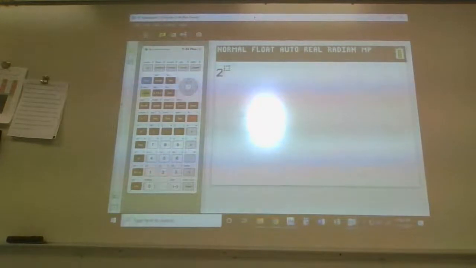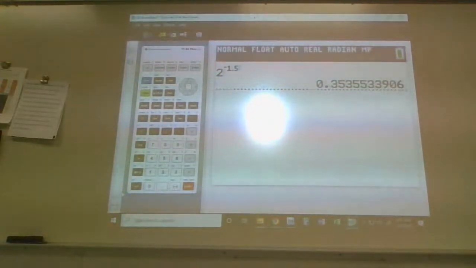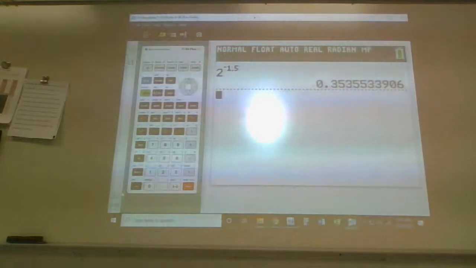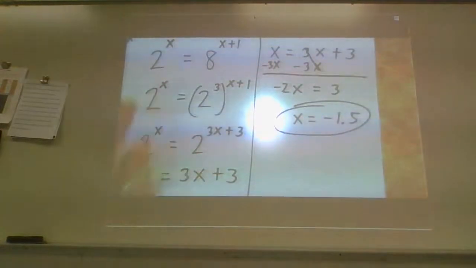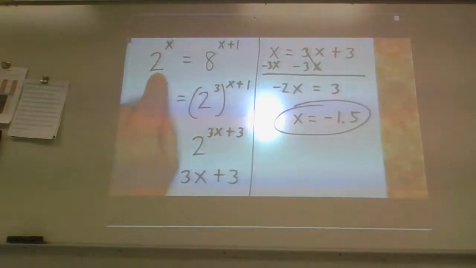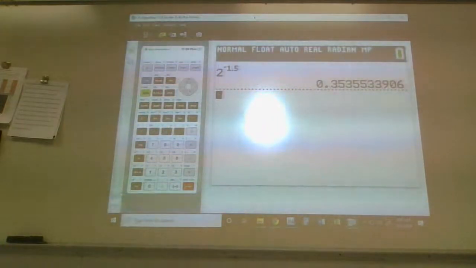2 to the power of negative 1.5, because it was 2 to the x power, gives us this crazy decimal. Now, I don't care what this decimal is. I don't have to write that decimal down. Right now, I am checking my answer. And again, it's 2 to the x power in the original problem. So I just put in 2 to the negative 1.5 power. But in checking my answer, I'm just making sure that by plugging in negative 1.5, the answer is what it says it is.